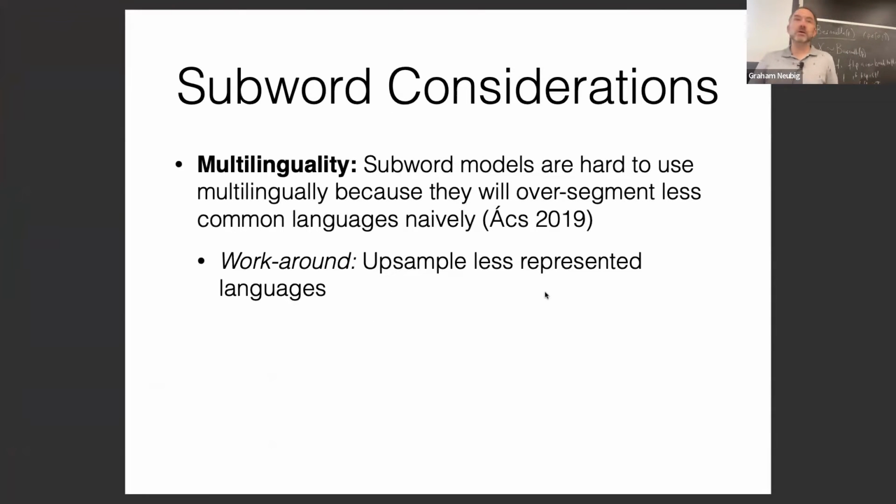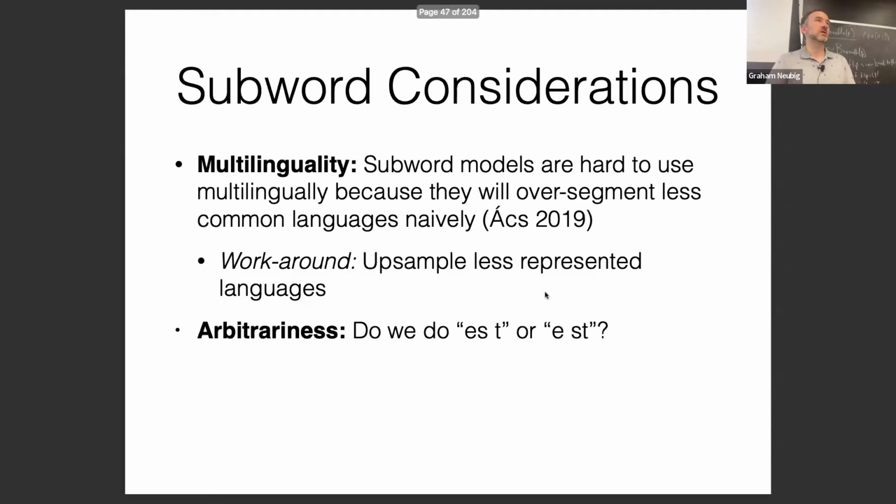So the workaround to this is to upsample less represented languages. And so what a lot of places do is they calculate the tokenizer data from data where you upsample the data that you get from Burmese or the languages that don't have as much. They might not do that during language model training, but they'll do it during tokenizer training to get reasonable things. Another problem is arbitrariness.